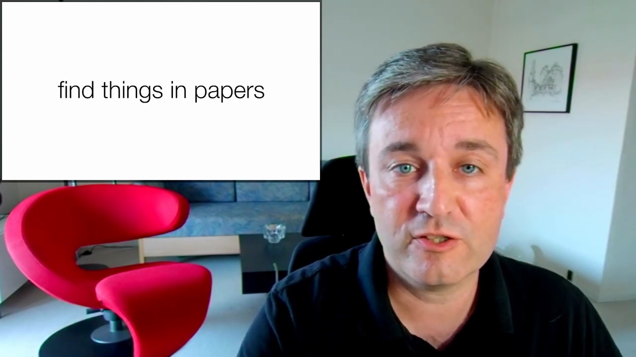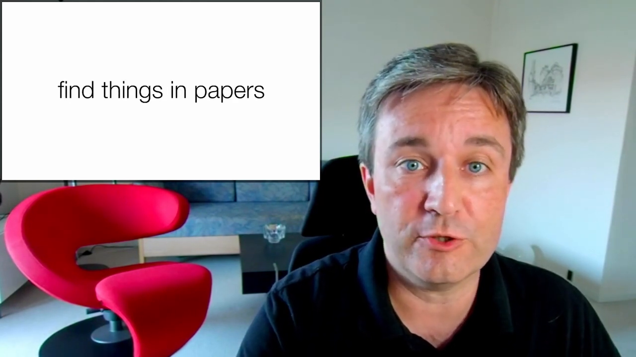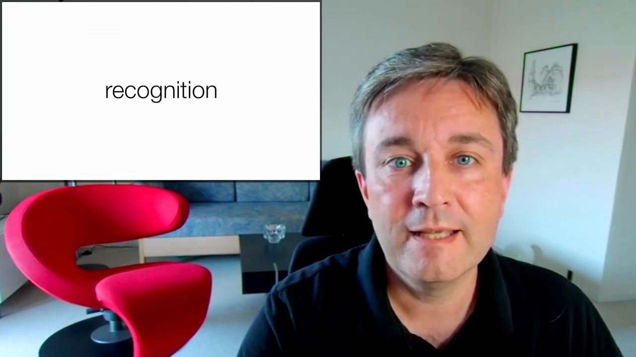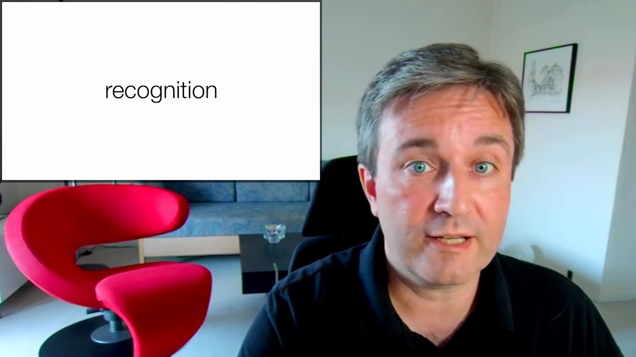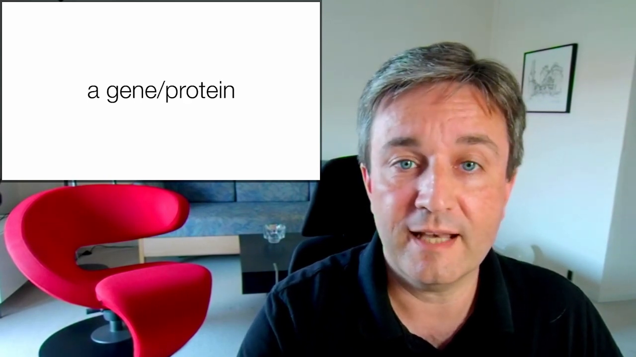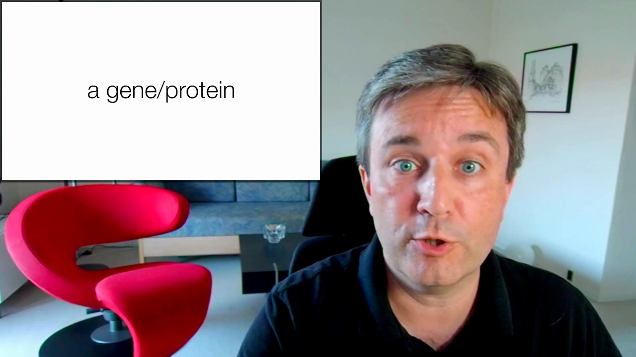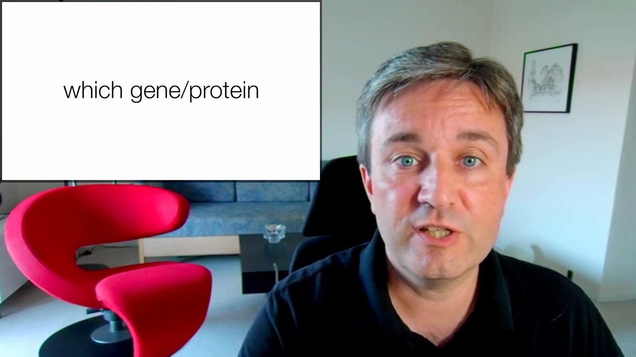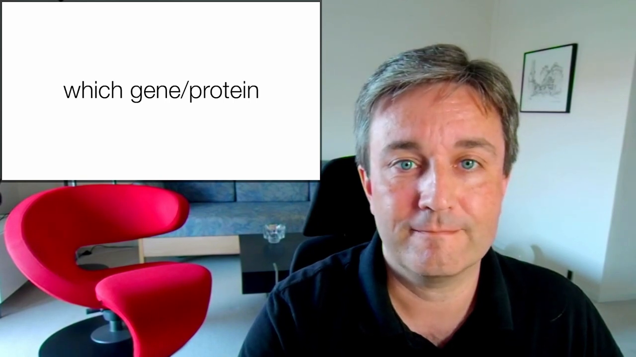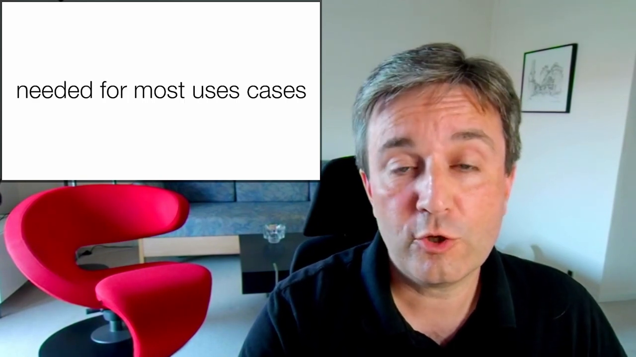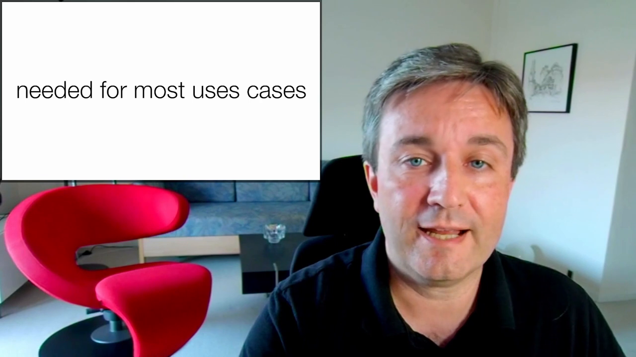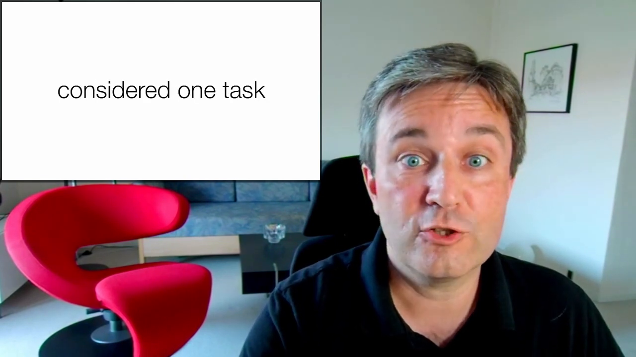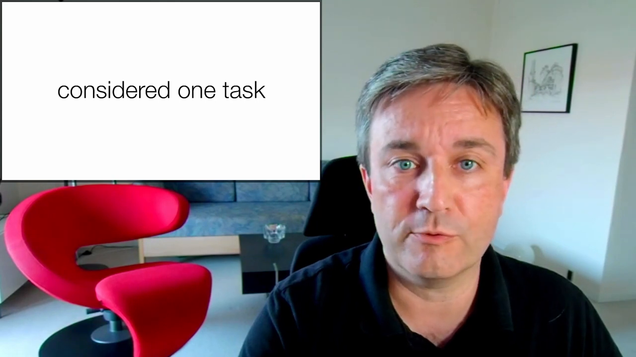The goal of named entity recognition is to find things in papers. In other words, go through text and mark it up. It consists of two subtasks: recognition, which is to see that a name is, for example, a name of a gene or protein, and normalization, also known as grounding, which is to say which gene or protein it is. Since normalization is needed for most actual use cases, the two are often considered one big task and just jointly referred to as named entity recognition.